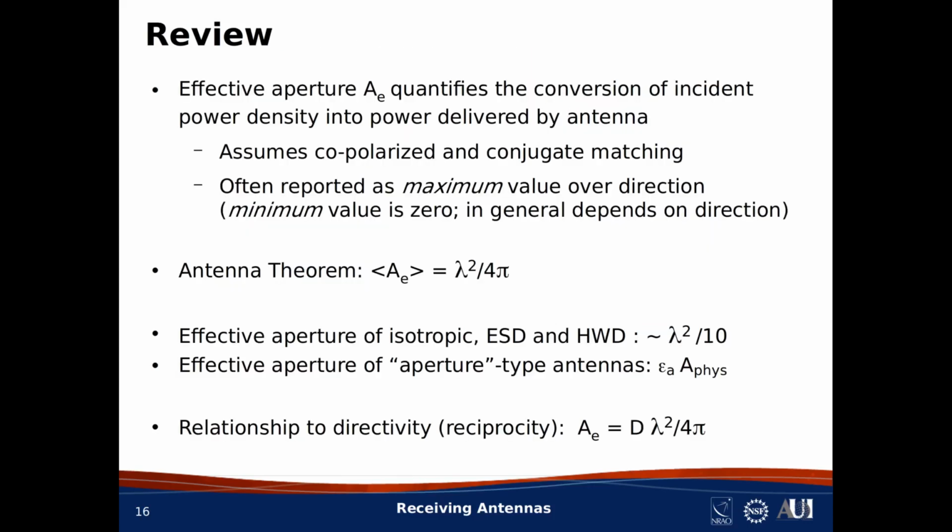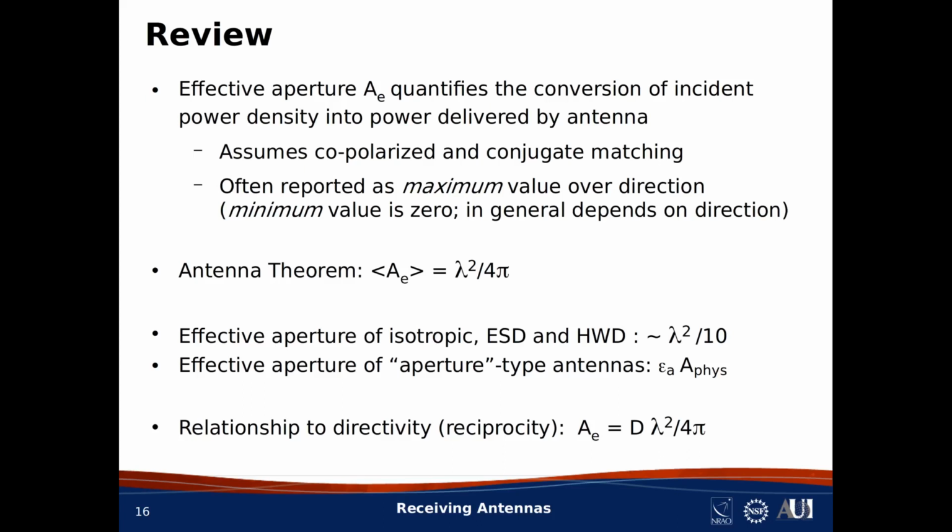Okay, time for review. Effective aperture, A sub E, quantifies the conversion of incident power density into power delivered by an antenna. The definition assumes that the antenna is copolarized with the incident wave, and also that the antenna is conjugate matched to the receiver for maximum power. To the extent that either one of these conditions is not true, the received power will be less than that predicted by multiplying power density by effective aperture. For that matter, if you have loss within the antenna, that will further reduce the power that you receive.